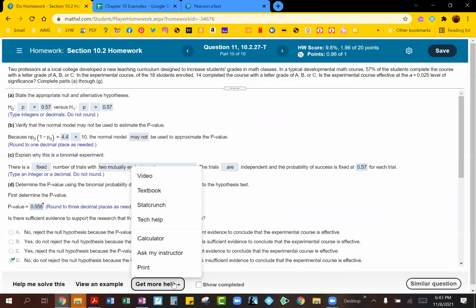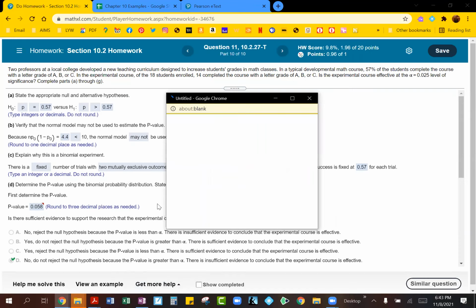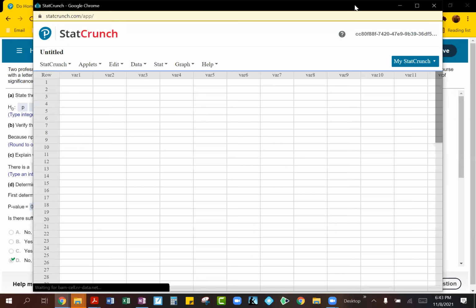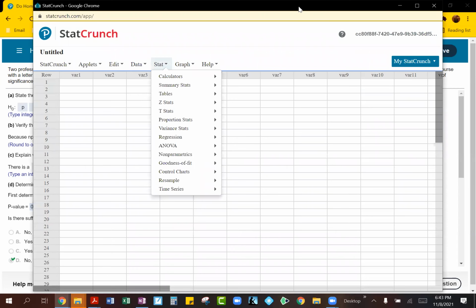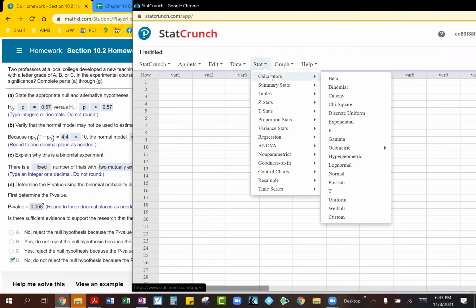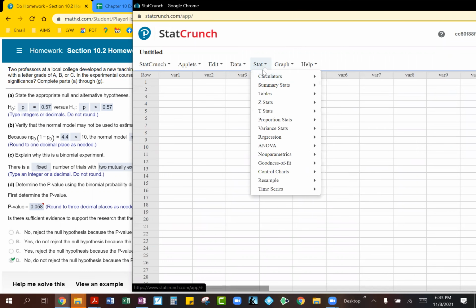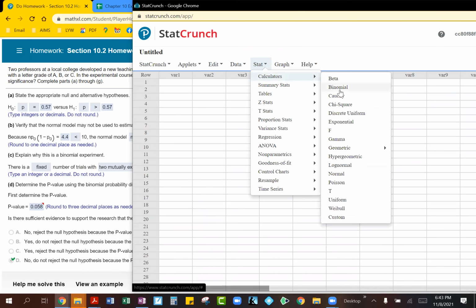So go under Get More Help, and you will see you have the option for StatCrunch. Go ahead and click on that. Once you get in here, I'm going to move this to the side a little bit so you can still see how I came up with this. Go under Stat, then Calculators, and here you will see we have the binomial calculator.